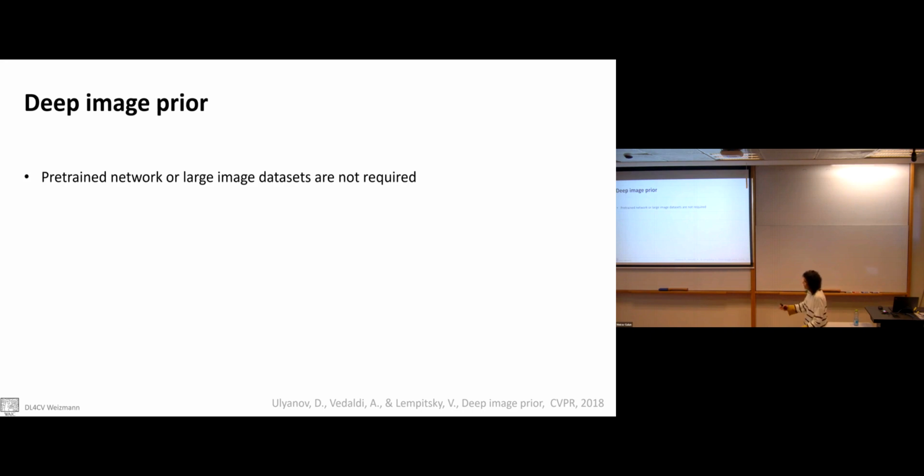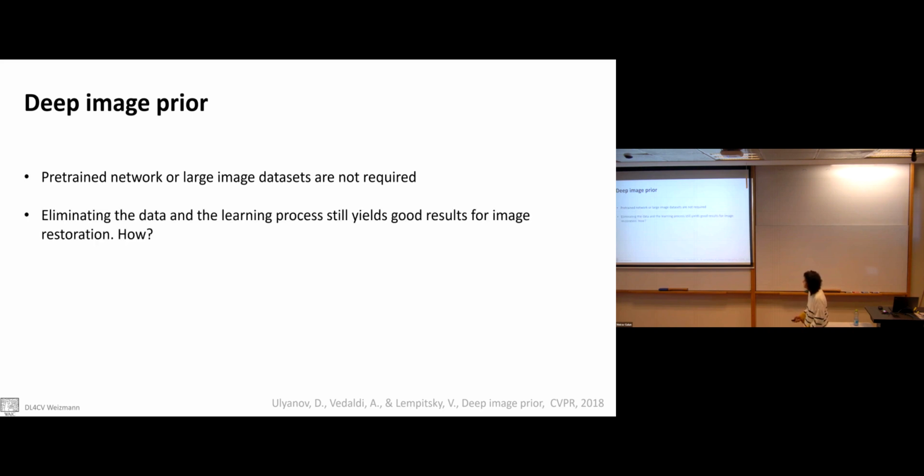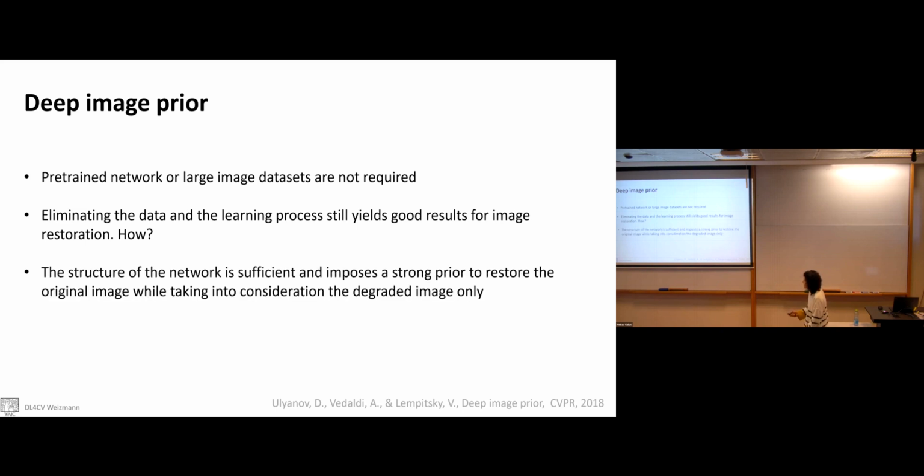So they showed empirically, mainly empirically, because the theory was not very developed then. Then there was some theory. They showed empirically that pre-trained networks or large databases are not required. Eliminating the data and the learning process still yields good results for image restoration. And we are going to ask how, and we are going to answer this question. Actually, the structure of the network is sufficient and imposes a strong implicit prior to restore the original clean image, while taking into consideration as input, not as input in the loss, only the degraded image.